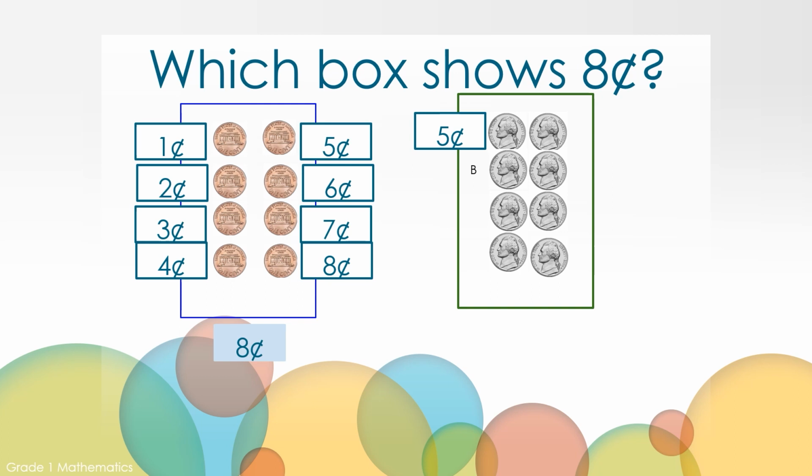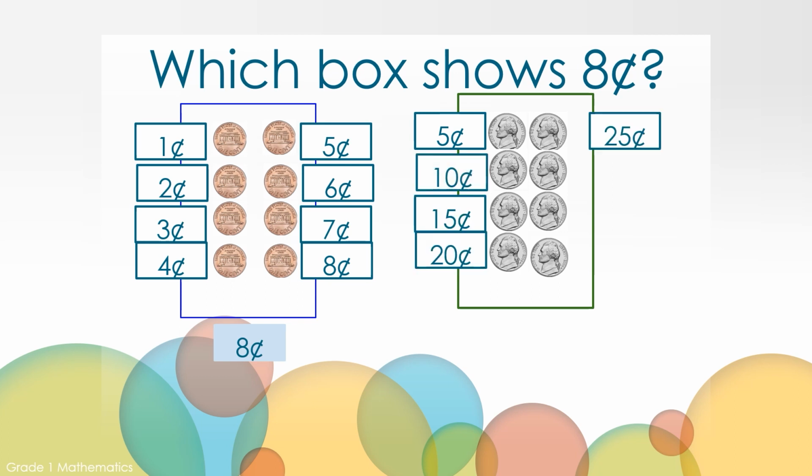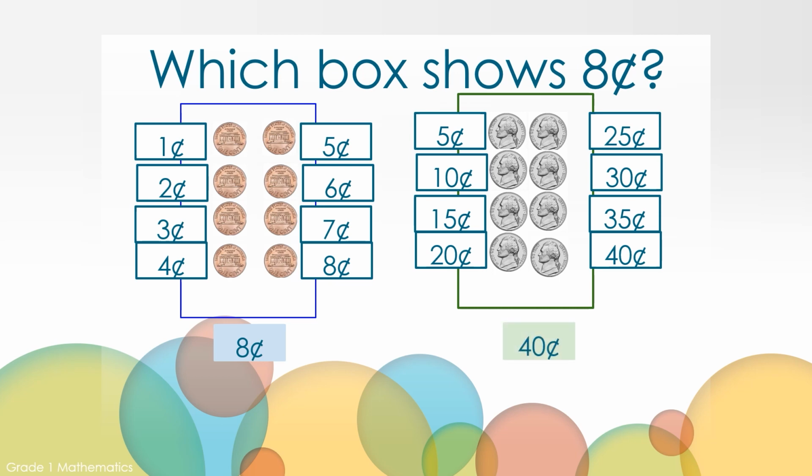5 cents, 10 cents, 15 cents, 20 cents, 25 cents, 30 cents, 35 cents, 40 cents. The green box has 40 cents. Our question was, which box shows 8 cents? The blue box, A, has 8 cents.